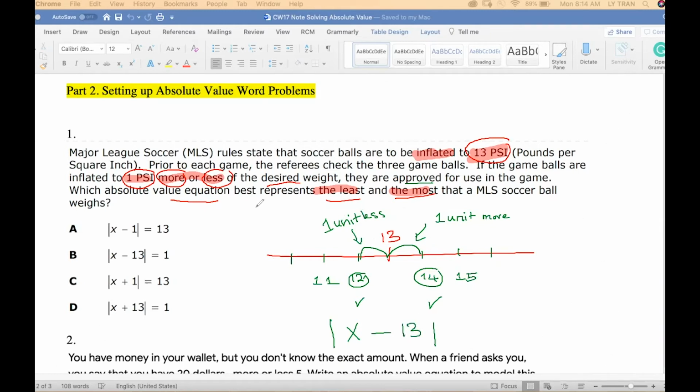Our main number is minus 13, yes. And it's going to be equal to that distance that they said, least or most. So that's going to be equal to 1. That's it. And if you put it in, you will have 12 and you will have 14 as an answer. But right now, we're not looking for an answer. We're just looking to set up an equation. So your answer is going to be B, okay? Just like that.